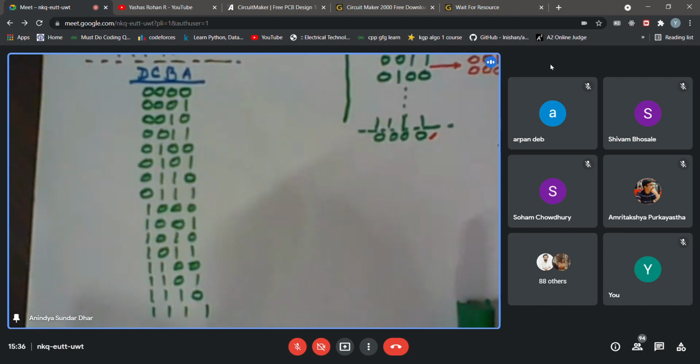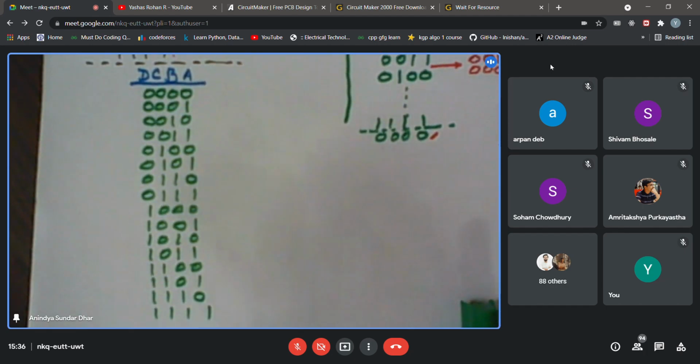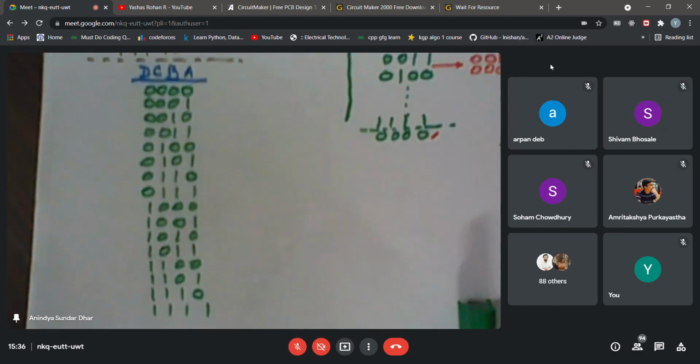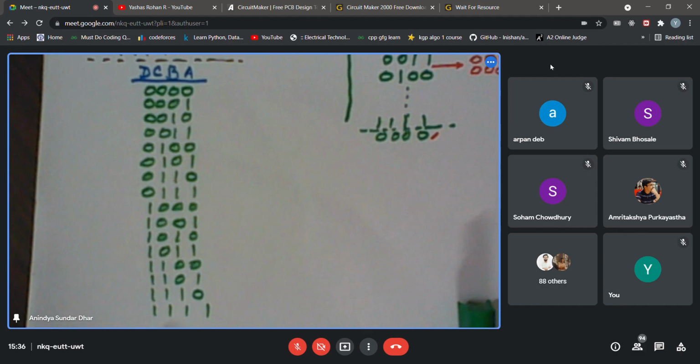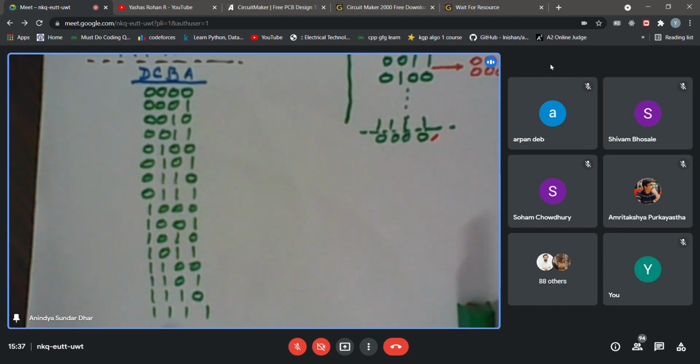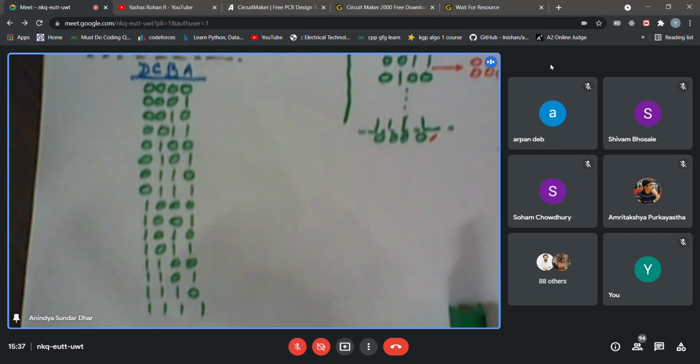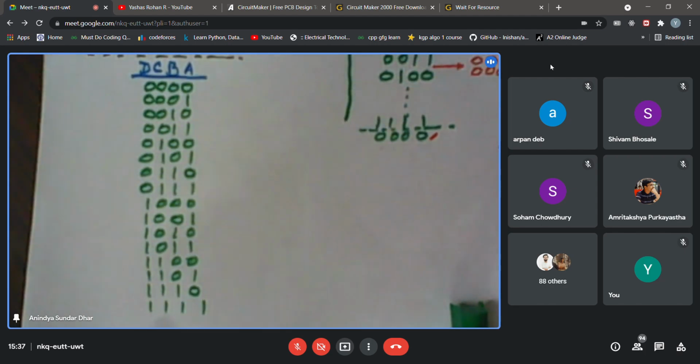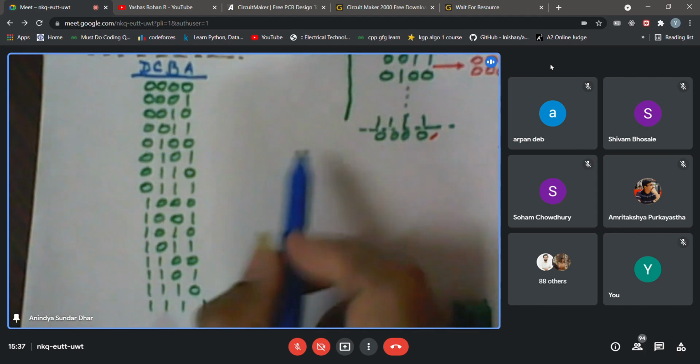What about a mod 4 counter? Yes, sir, connect to C. So how do I get a mod 4 counter? Take the connection from C and put it to reset. Okay, so just think about this. Your answer is correct as such, but think about when I say I require a mod 4 counter, what is the functionality I need?